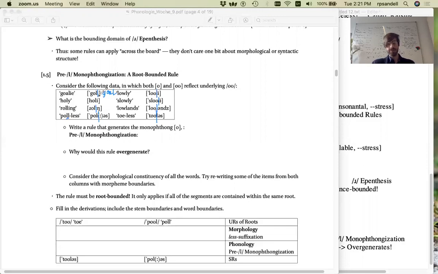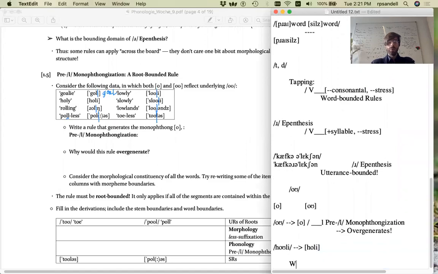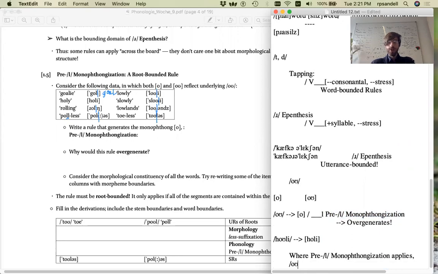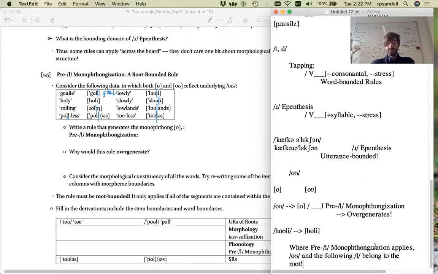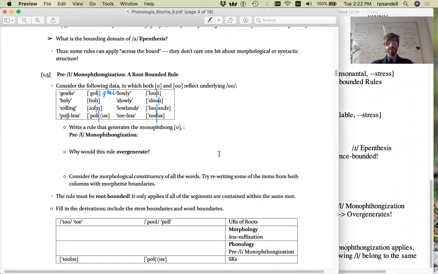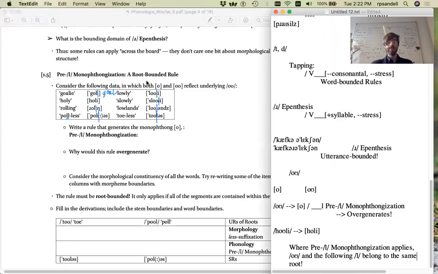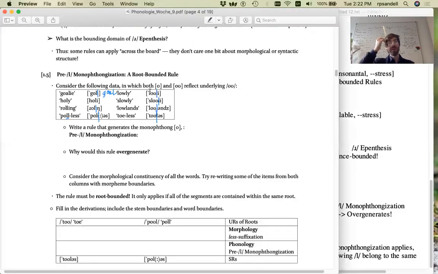So in short, one can say that where pre-L monophthongization does apply, the diphthong O and the following L belong to the same root. In the other cases, the environment, the following L, instead belongs to some other suffix, or in the case of the compound lowlands, we would say it belongs perhaps to another word.